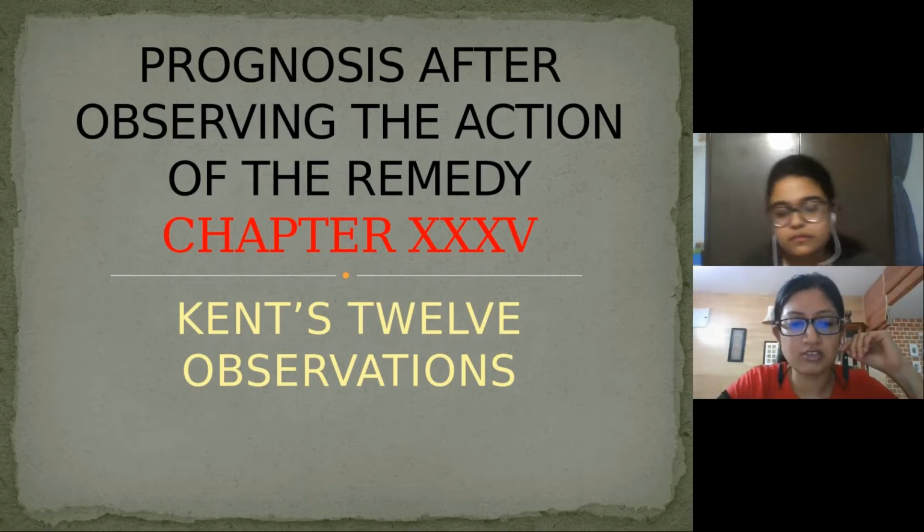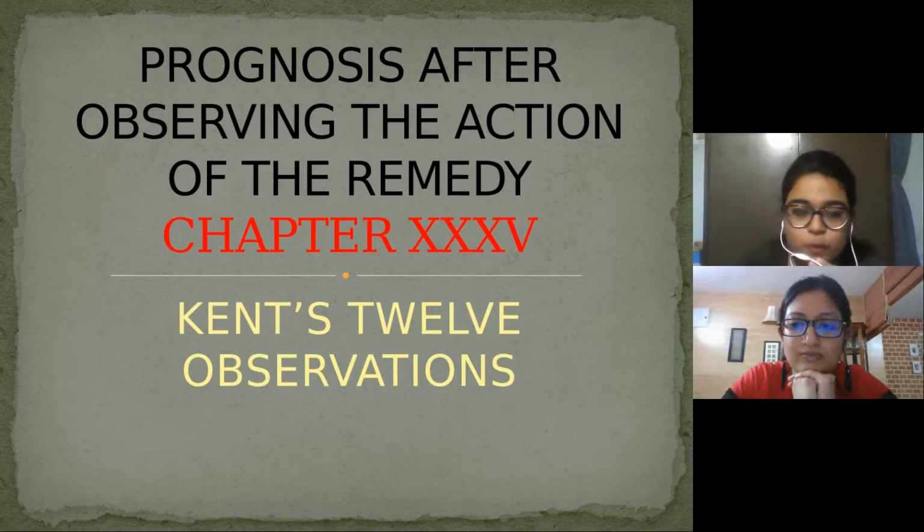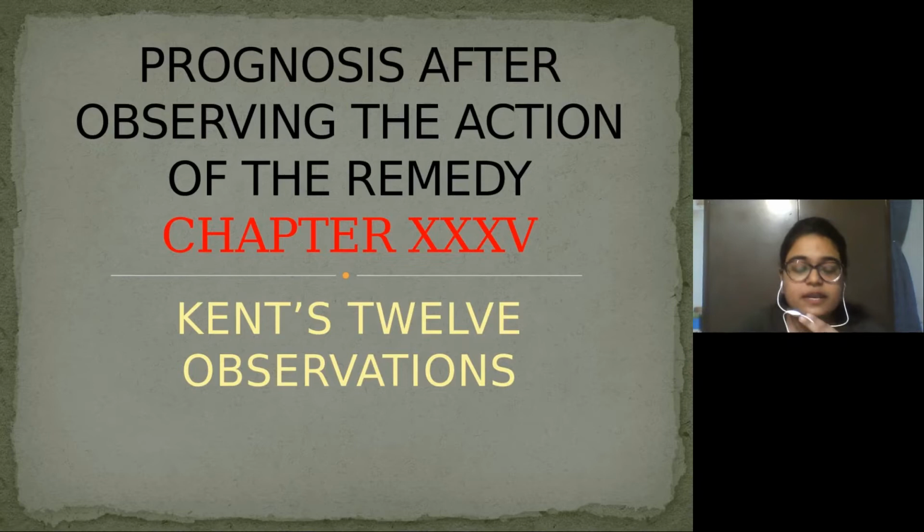Okay, ma'am. So, a very good evening to everyone. First of all, thank you so much, Karthik sir, for giving me this opportunity and Deeksha ma'am for guiding me through all this. Like you all know about today's topic, that is Kent's 12 observations. Kent describes these observations in detail in his Philosophy chapter 35, prognosis after observing the action of the remedy. So basically, what is prognosis? Prognosis is, after giving the remedy, in which direction the condition is going. It is curing or it is not. So that is called prognosis.